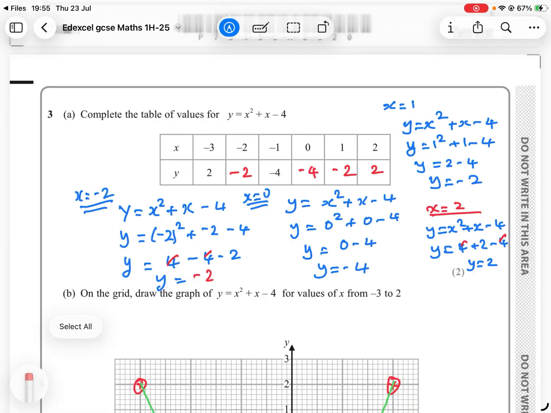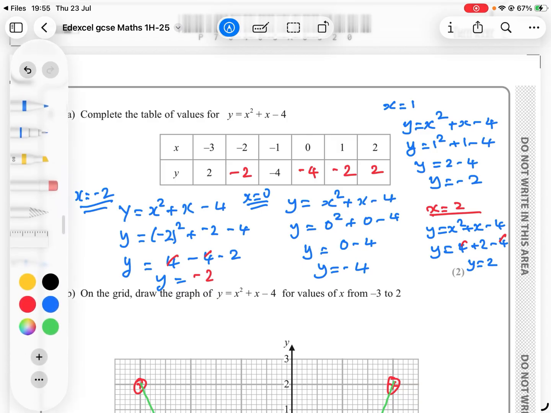Right, I'm going to walk through question 3. Complete the table of values for y equals x squared plus x take away 4. Now you are given values for x: minus 3, minus 2, minus 1, 0, 1, 2. So first, for x equals minus 3, the y value is 2. But you need to fill this one.